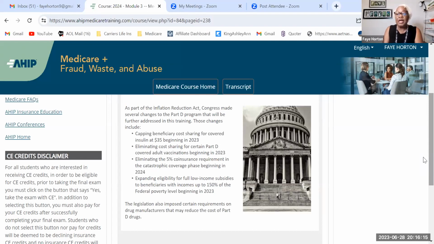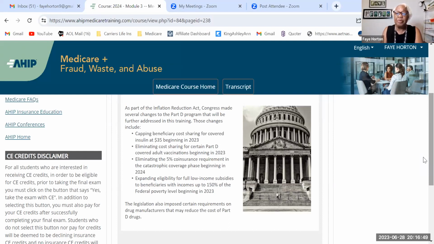The Inflation Reduction Act also eliminates cost sharing for certain Part D covered adult vaccinations in 2023. So for 2023, vaccinations are covered, such as shingles shots, which were previously not covered. COVID vaccinations are covered. Any covered adult vaccination.